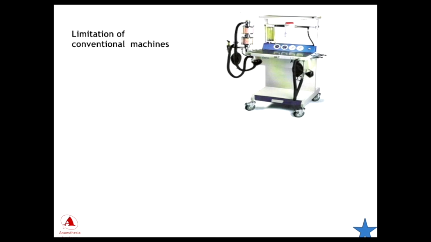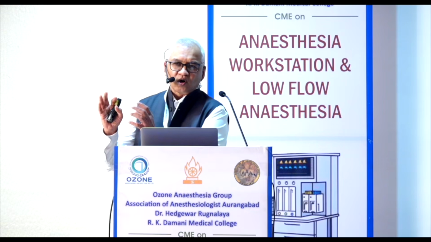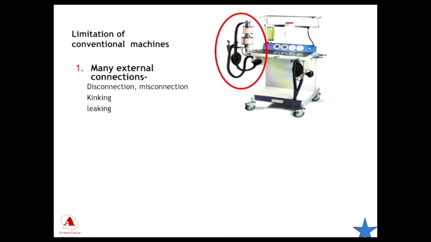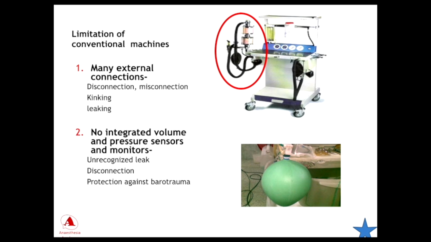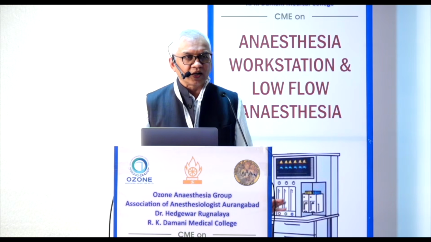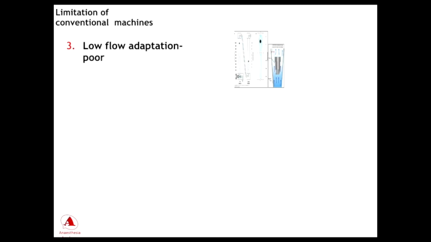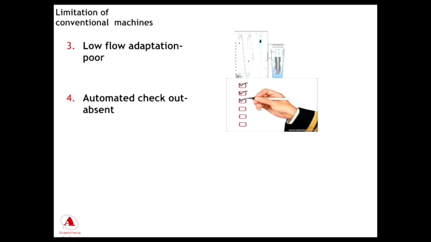What are the problems of conventional anesthesia machines or early versions of our workstations? It has many external connections which can lead to disconnection, misconnection, kinking, leaking. There is no integrated volume or pressure sensor, so we don't know how much pressure we are actually delivering to the patient. Low flow we cannot give. There is only one tube, and we do not have proper calibration between 0 to 500 ml or 1 liter. So our requirement of going below 1 liter becomes almost impossible.